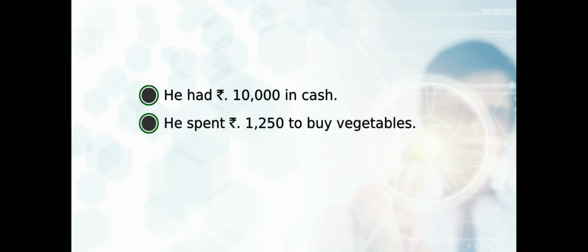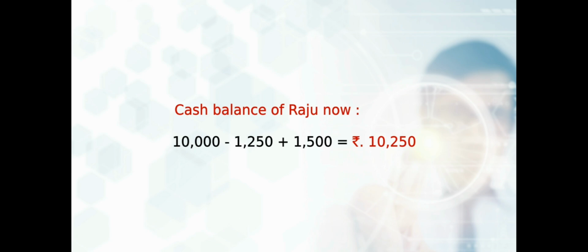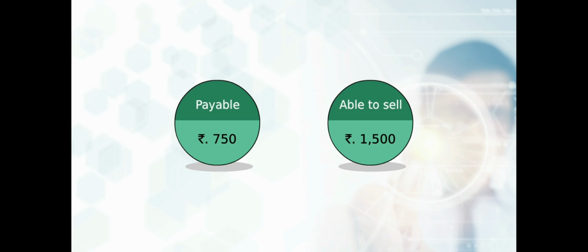After buying the thela, he had rupees 10,000 in cash. He spent rupees 1,250 to buy vegetables. He received rupees 1,500 in cash from some customers. His new cash balance is now 10,000 minus 1,250 plus 1,500, which is equal to rupees 10,250. Raju owes rupees 750 to his vegetable supplier, which means payable is rupees 750 under current liabilities. He was able to sell rupees 1,500 worth of vegetables for a total of rupees 2,250.